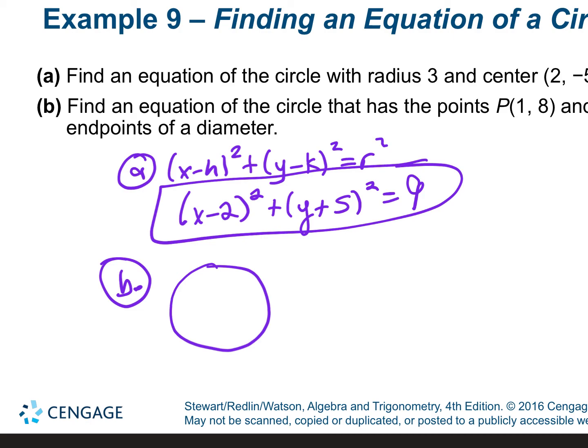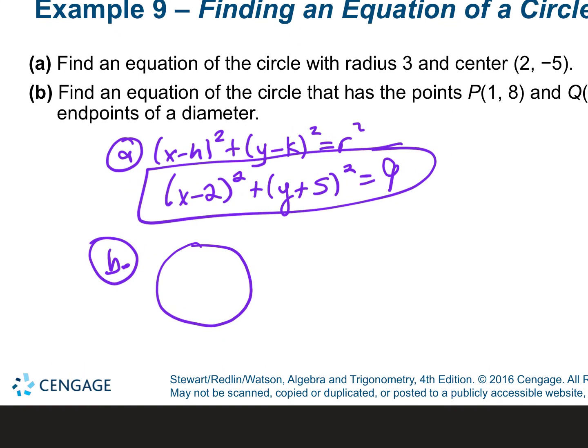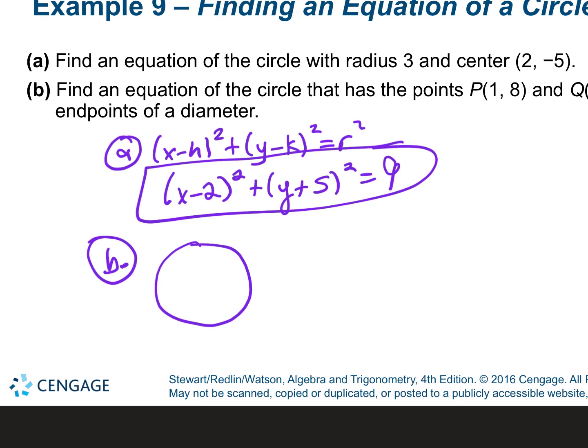It says points P and Q are endpoints of the diameter. That's some really interesting information. Think about what a diameter does. It goes from one side of the circle to the other side. So they gave me a point over here. It doesn't matter where you put them. They told me 1, 8, and they told me this one is 5, -6.